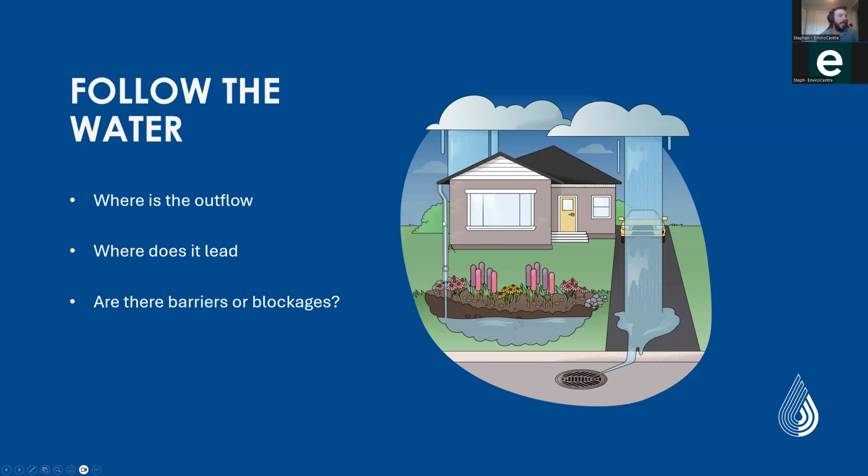Where does it lead? And any barriers or blockages. Again, it's great to have this downspout flowing out into your lawn. But if it's running right into something that's blocking it and diverting it somewhere else, it's maybe something to look at. Maybe you could redirect that downspout.